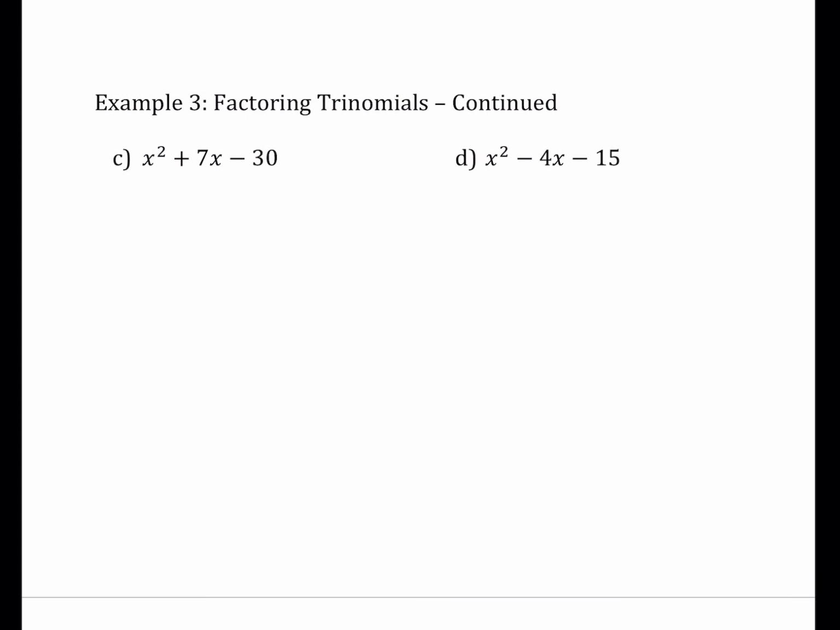Example 3, factoring trinomials. So now we're doing a couple more. Now notice we have a minus sign over here. The other ones meant that it was going to have the same sign and we're looking for a sum. Now it's going to be different signs and I'm looking for a difference. Meaning, what pairs of factors of 30 will give me a difference of 7? So again, I'm looking over here.